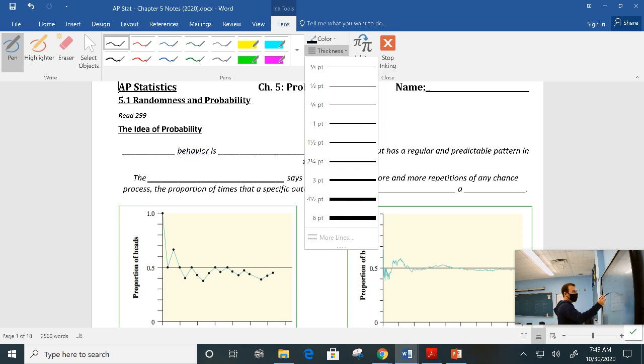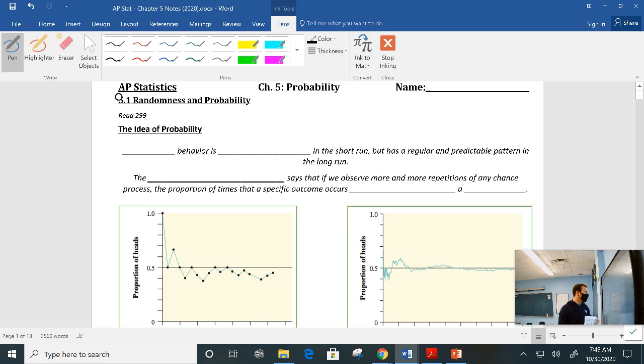All right, guys, we are going to move into Chapter 5. Chapter 5 deals all about probability. Probability is one of the most challenging chapters that we're going to see in the course. Today, our focus is really going to be about simulation-based probability, and the notes won't be that long, and we'll do a lot of examples in class.